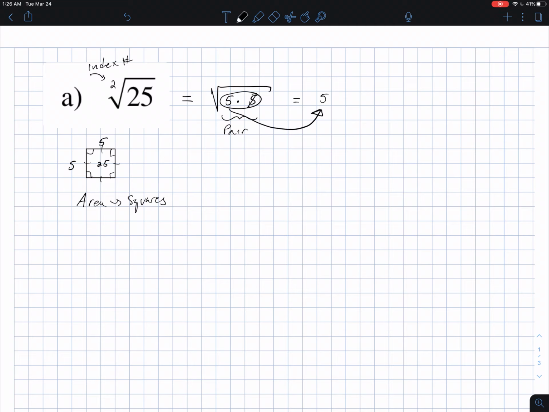But there's another problem, isn't there? Because it's not just 5. Aren't there 2 different answers for this? Yeah. Because you're always squaring something, you will always have 2 answers, the positive and the negative. Now that's with squares, and we're going to talk about that in much more detail, which is the square root of 25.